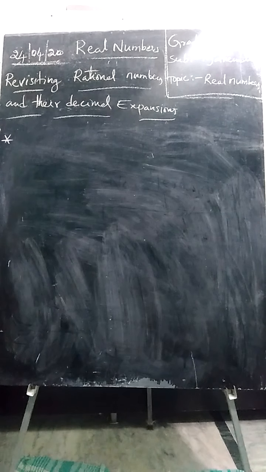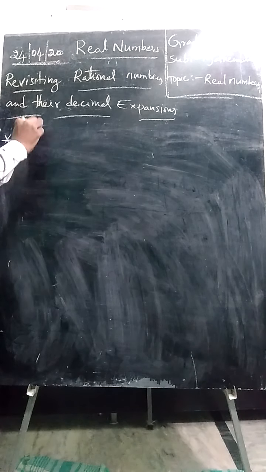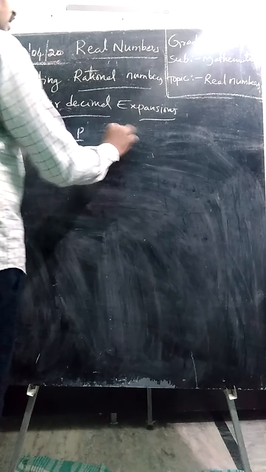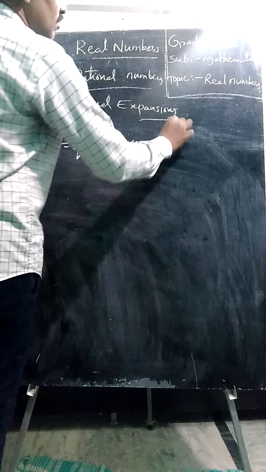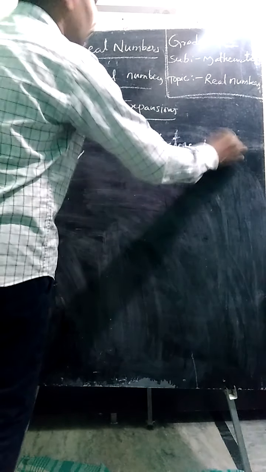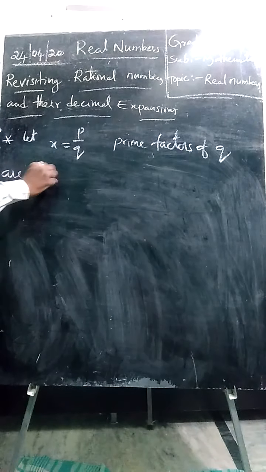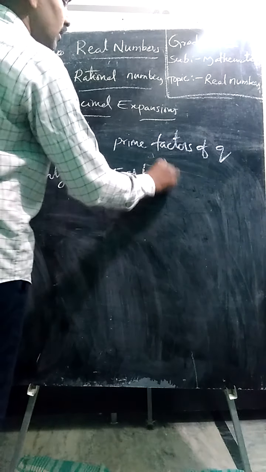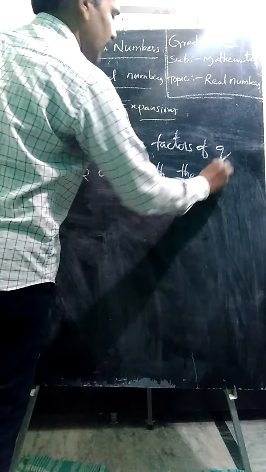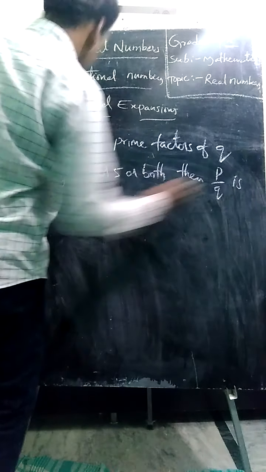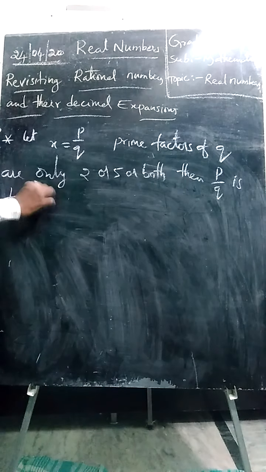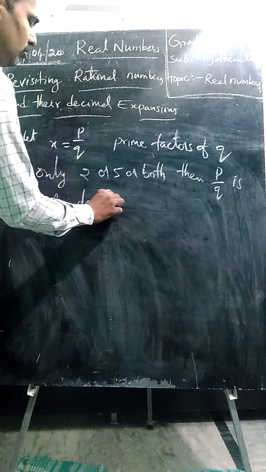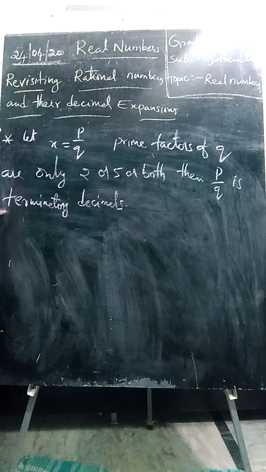any rational number is in the form of, let me take x is the rational number p by q, and the prime factors of q, I mean denominator, are only 2 or 5 or both, then p by q is a terminating decimal. I mean, it ends with one number. This is the definition for terminating decimal.